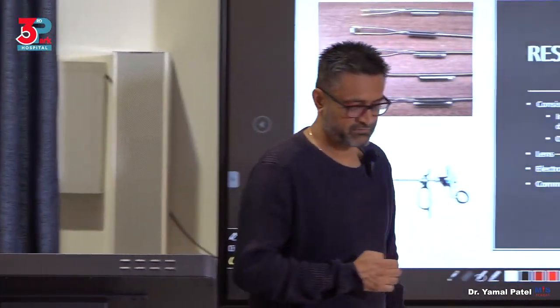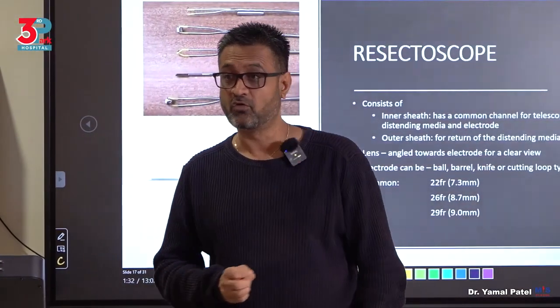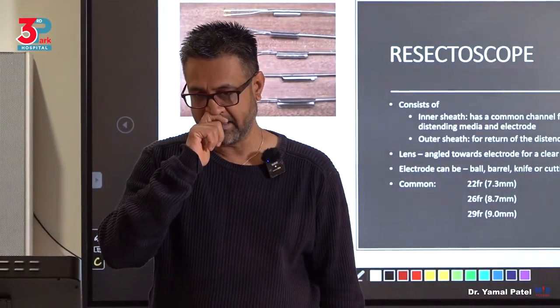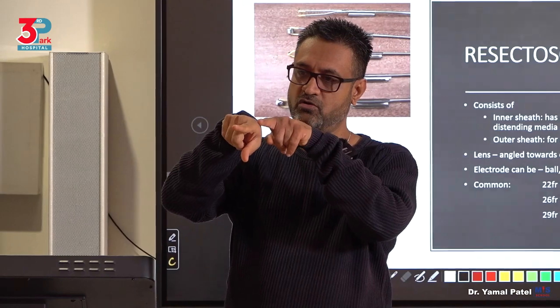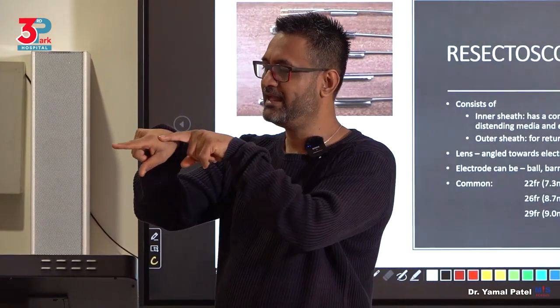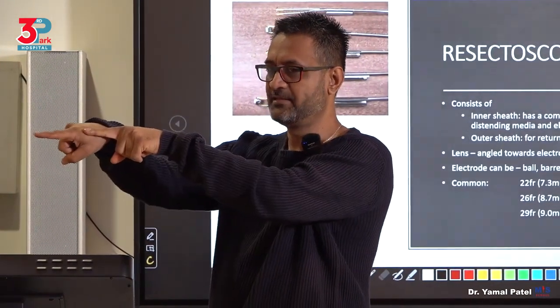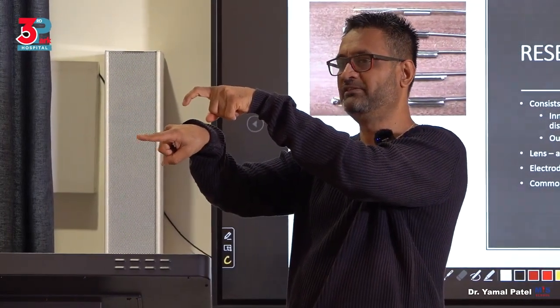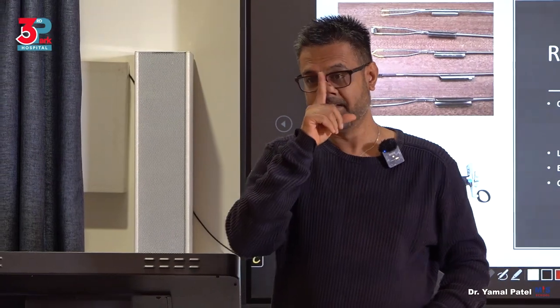Then we have obviously the lens or the scope, which we know is angled, and I told you for a resectoscope what degree of scope would I use? A 12 degree. Why exactly? Because your electrode is straight, right? Now, if I go with a 30-degree scope, I'm seeing 30 degrees away.